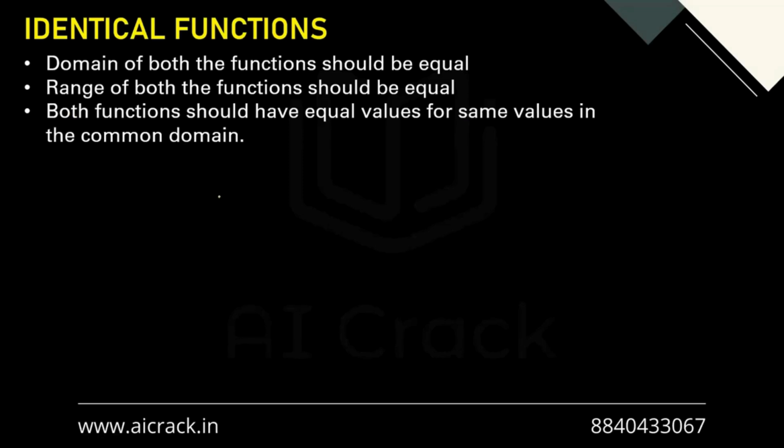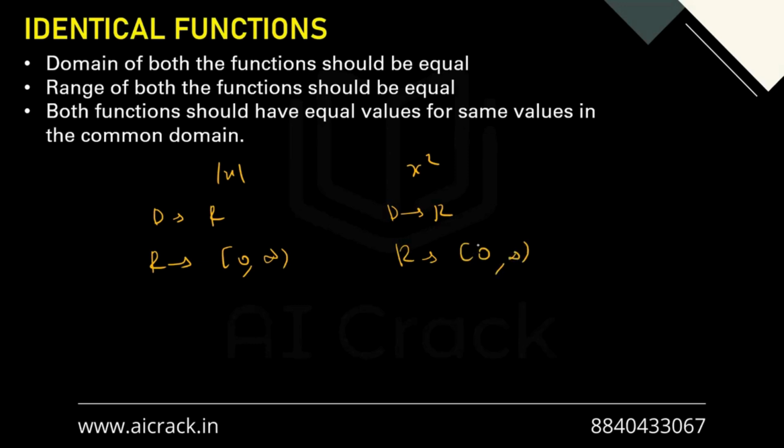What do we mean by that? Let's say we have two functions, mod x and x square. In this case domain is R, and in this case domain is also R. In this case range is closed 0 to infinity open, right? Over here also range is 0 to infinity, open bracket at infinity and close bracket at 0.